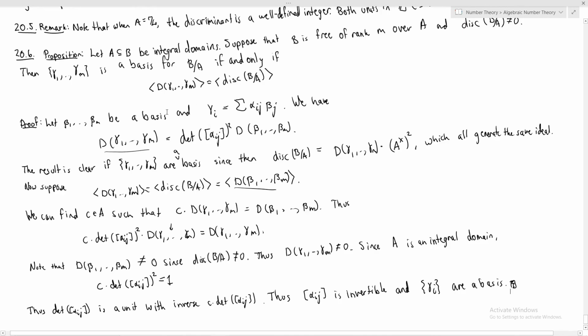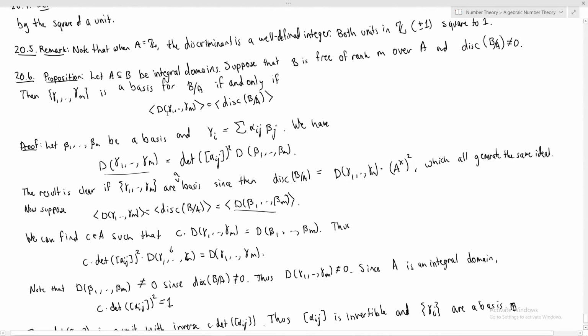Okay, so what's the importance of this? The importance of this is basically that it's almost like an if and only if. Not quite. It's basically saying that if I want to check if I have a basis, so maybe A is Z or something like this, then all I really have to do is compute the discriminant of this thing. And if I already know the discriminant of my extension of rings, then comparing the two will actually tell me whether I've got a collection that's a basis or not.